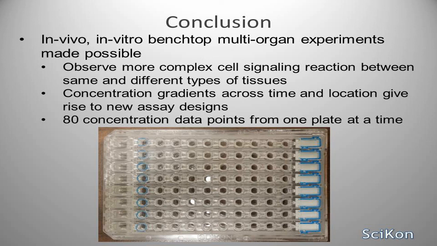The concentrations of incoming drug or toxin changes with time and location, giving opportunities to exciting new experiment designs. 8 rows of chambers on one plate can give up to 80 samples and concentration data points at one time, significantly raising the effectiveness in surveying cells.